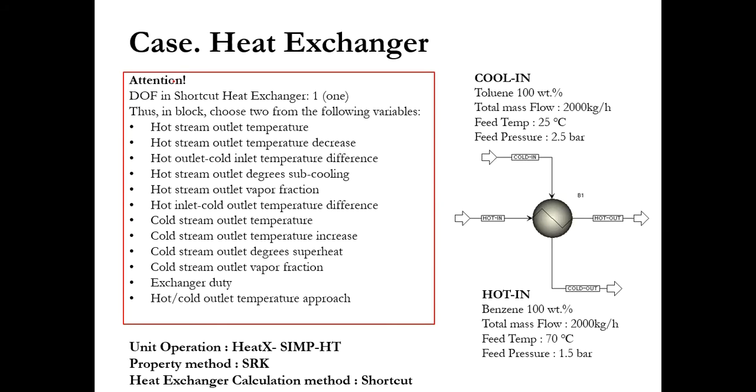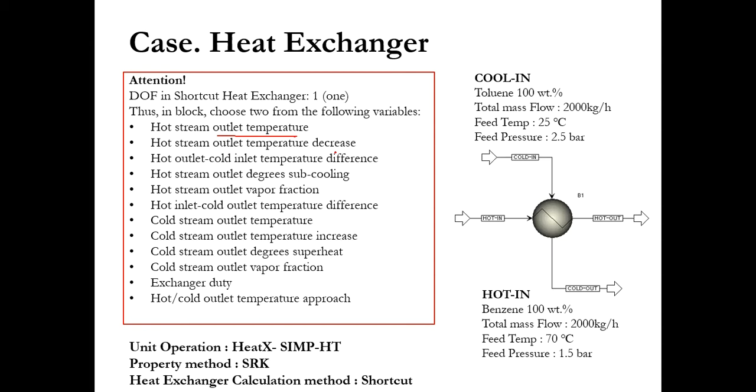Attention, the degree of freedom of shortcut heat exchanger is 1. It means you have to specify only one parameter of this shortcut heat exchanger. There are a lot of options available in heat exchanger and you have to specify only one of them. The hot stream is entering and obviously the cold stream is entering, so you know the specification of these two streams. However, you do not know the specification of cold outlet or hot outlet, which could be temperature or flow rate. In this case, you can specify either hot stream outlet temperature or hot stream temperature decrease.